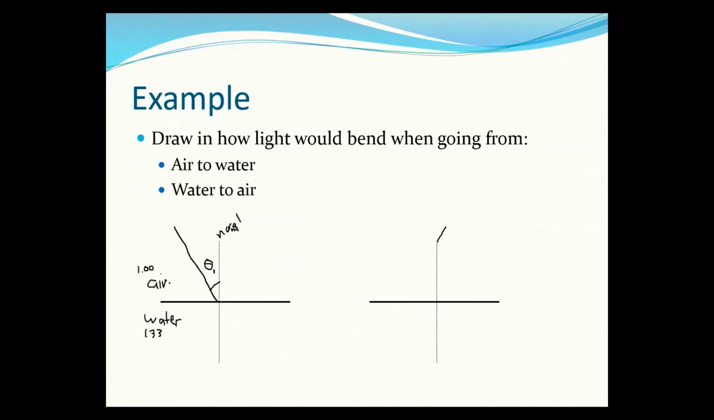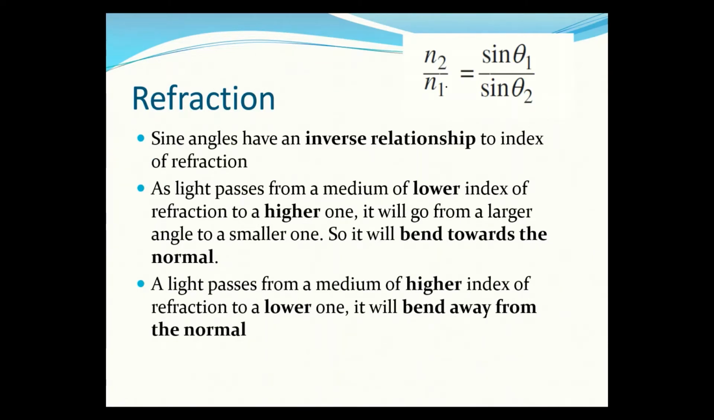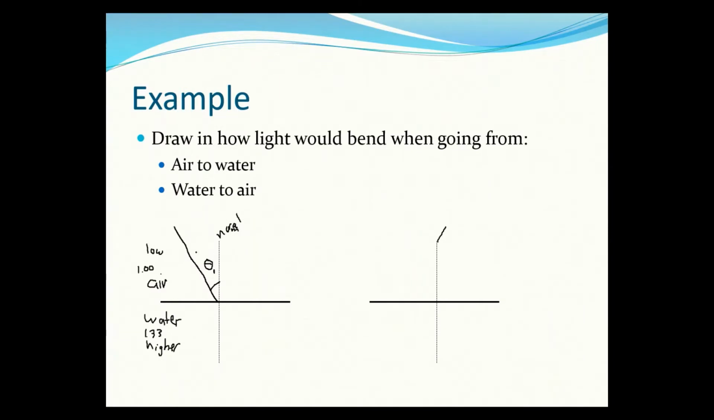So what we're doing is going from a lower index of refraction to a higher one. Going back to this, because 2 is on top, 1 is below, 1 is below, 1 is on top, 2 is below, it's an inverse relationship, right? So this is what this is saying here. Because we're going from low to high, our angle is going to go from high to low. So this angle is going to get smaller, right? And this is a useful thing to memorize. It lets you do questions really quick if you just memorize low to high equals high to low.